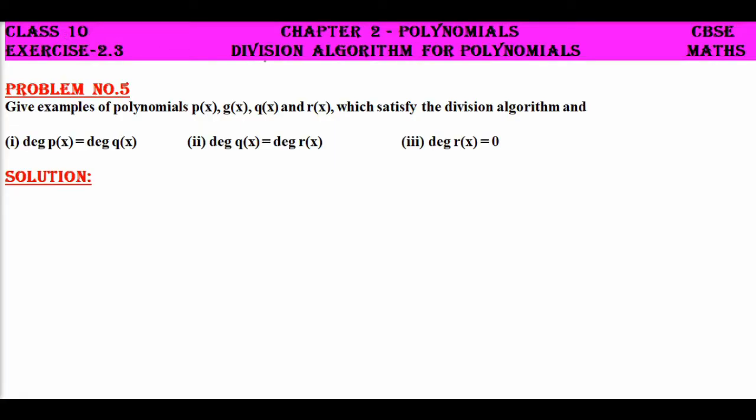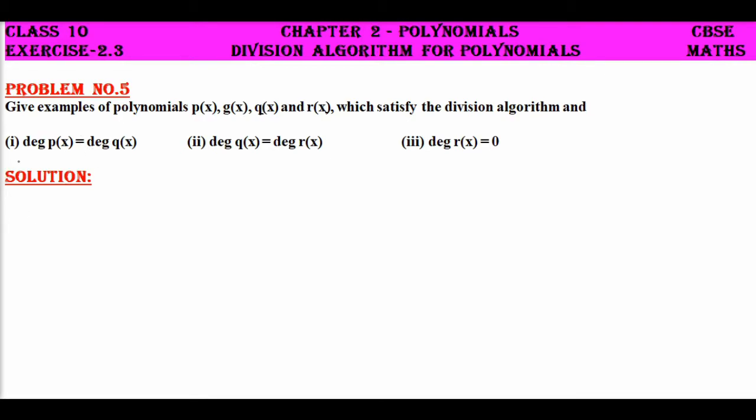Class 10 CBSE Maths Chapter 2 Polynomials Exercise 2.3 Problem number 5. Give examples of polynomials p(x), g(x), q(x) and r(x) which satisfy the division algorithm and degree of p(x) equals degree of q(x). In the next case, degree of q(x) equals degree of r(x). And in the next case, degree of r(x) equals 0. They are given some restrictions for these four polynomials. So we have to find p(x), q(x), g(x) and r(x), that is the four polynomials which satisfy these restrictions, right?